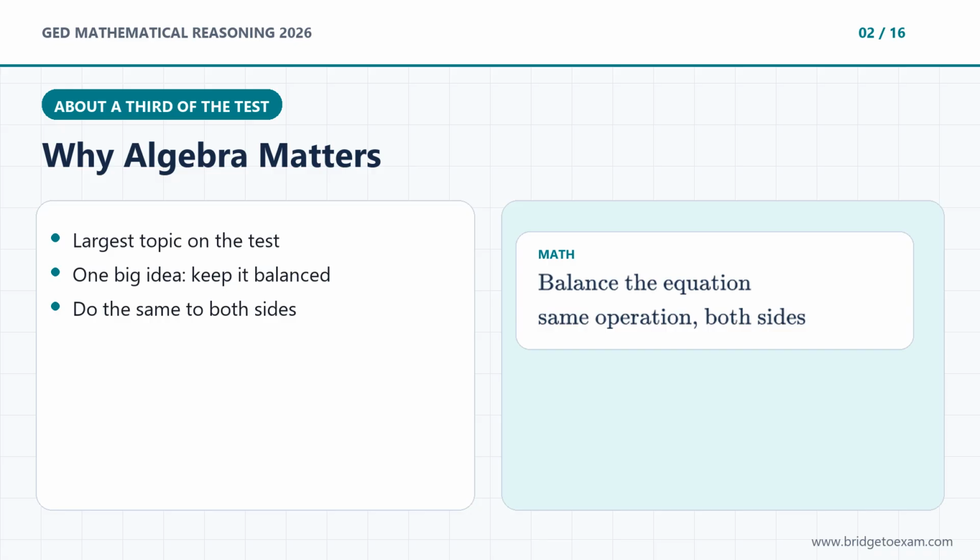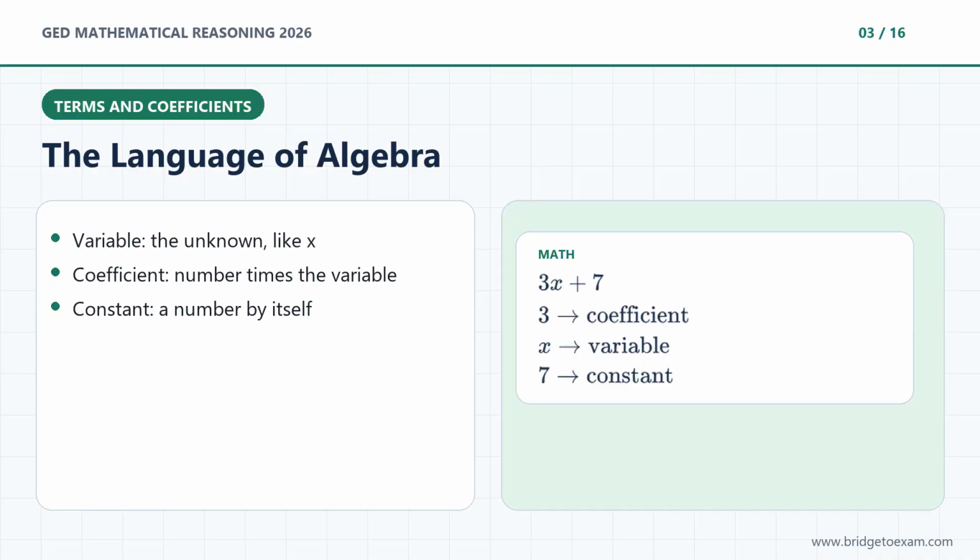Here is why this session is so important. Roughly 1/3 of the GED mathematical reasoning test is algebra. That is the single largest topic. The good news is that almost every algebra question comes down to one idea. Keep the equation balanced. Whatever you do to one side, you must do to the other side. Let's learn the words first.